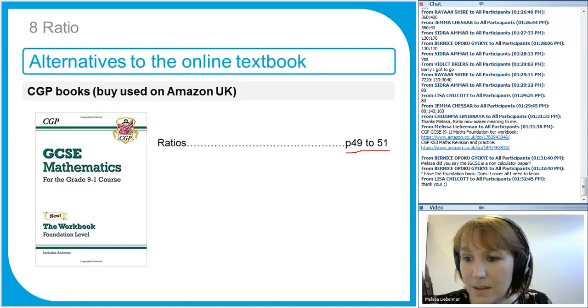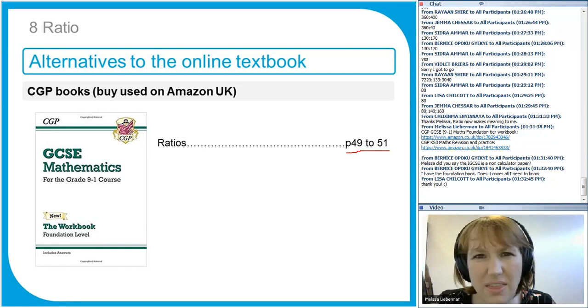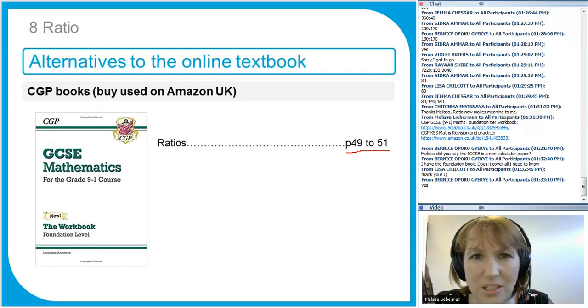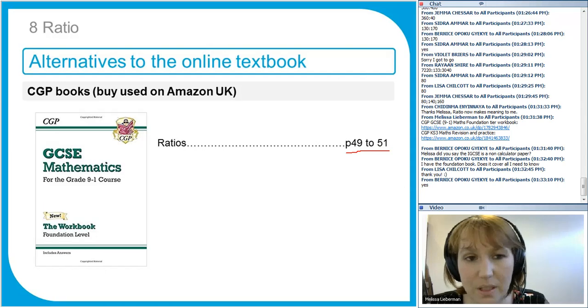The foundation book, does it cover everything you need to know? If you're doing the foundation exam, sorry, do you mean does it cover everything you need to know for IGCSE? I think it might. I'm not sure. I would have to double check the exact specification details, because the IGCSE is still graded up to a grade C on foundation tier rather than a grade 5, which is worth more than a grade C, so it might be a bit different. Although the IGCSE is moving to the new 9 to 1 scale soon.